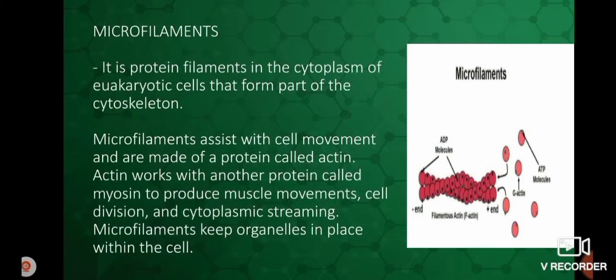And we have the microfilaments. These are protein filaments in the cytoplasm of eukaryotic cells that form part of the cytoskeleton. Microfilaments are associated with cell movement and are made of proteins called actin. Actin works with another protein called myosin to produce muscle movements, cell division, and cytoplasmic streaming. Microfilaments keep organelles in place within the cell.